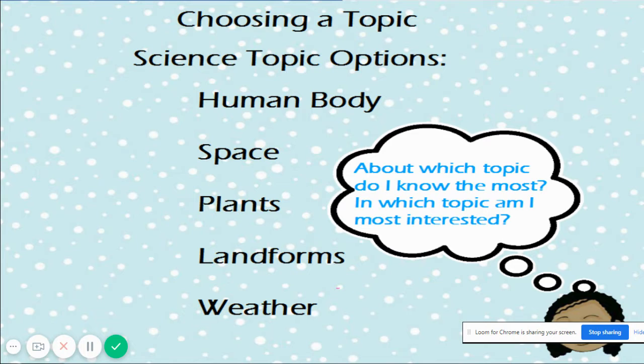Okay, it says choosing a topic, science topic options. And in March, you probably chose a topic that you wanted to research, but you might not remember that topic, or you might want to switch it up. So go ahead and think about which topic most interests you. And which topic do you know most about? There's the human body, space, plants, landforms, and weather.